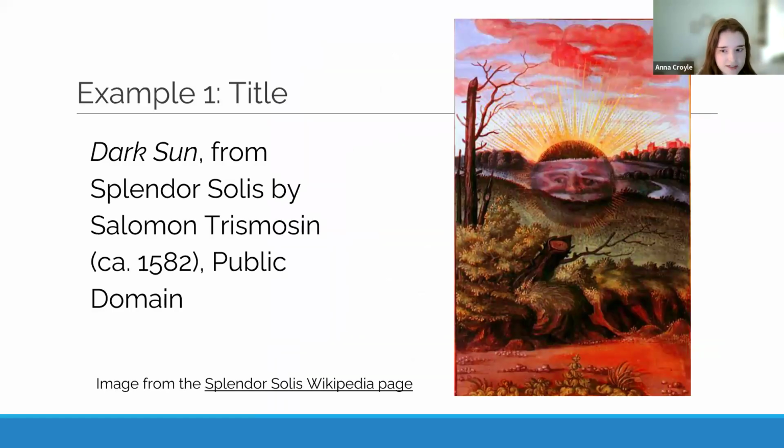So one example is, I found this image I really love. It's from Splendor Solis, an alchemical text, so from an illuminated manuscript. If I wanted to post it online, I might include this alt text of the description of what this piece is: Dark Sun from Splendor Solis by Salomon Trismosin, circa 1582, in the public domain. So that would be like, this is the actual piece I'm referring to.